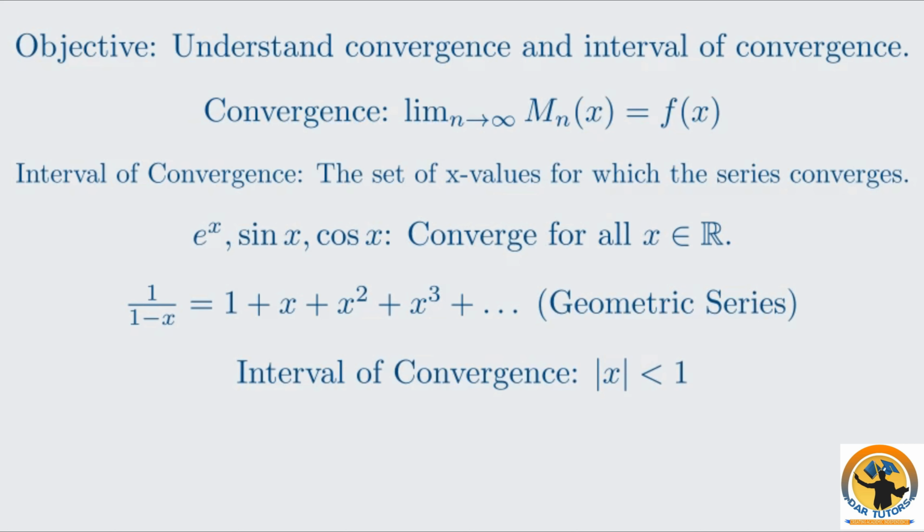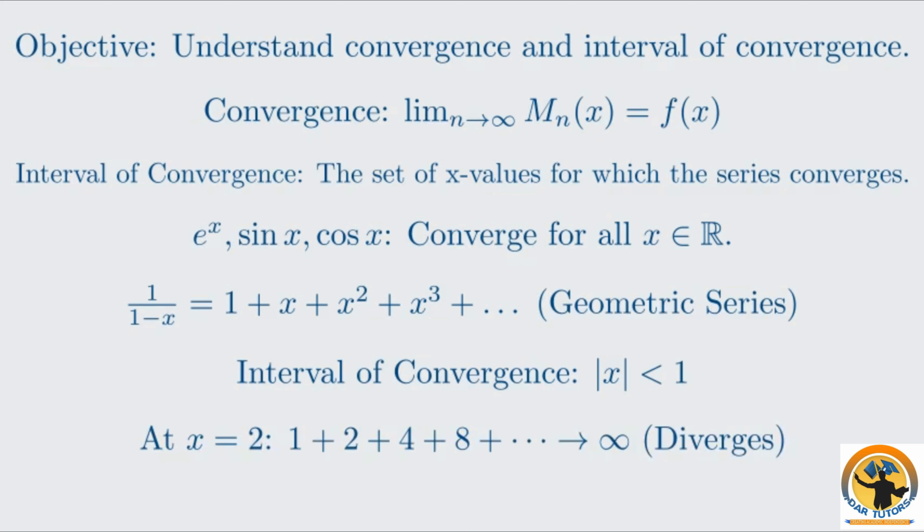What happens if we try to use this series outside its interval of convergence? For example, let's try x equals 2. The series becomes 1 plus 2 plus 4 plus 8, and so on. This sum clearly goes to infinity. It diverges. The series does not represent the function 1 over 1 minus x at x equals 2. This highlights a critical point. A Maclaurin series is only equal to the function it represents within its interval of convergence. Outside this interval, the series is meaningless as an approximation.